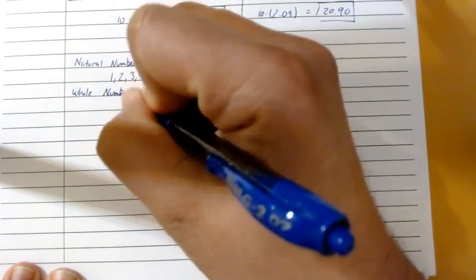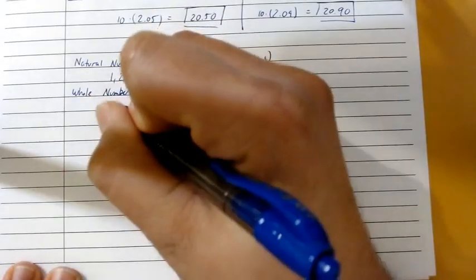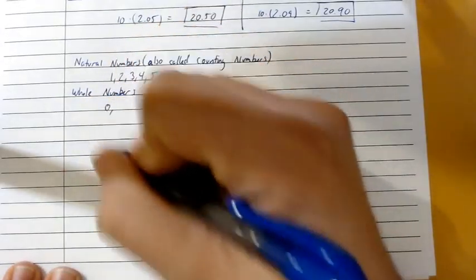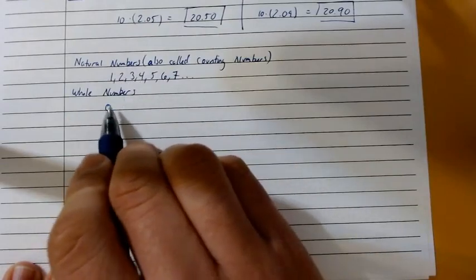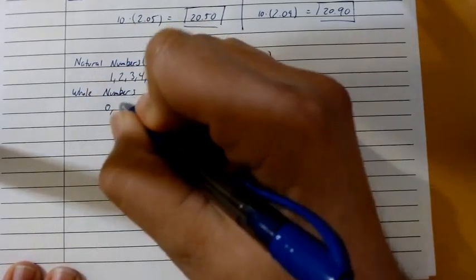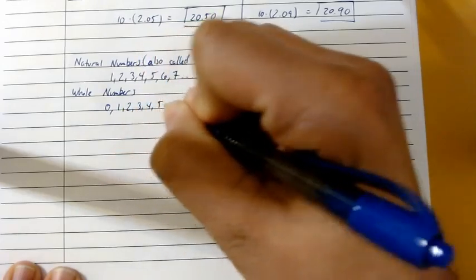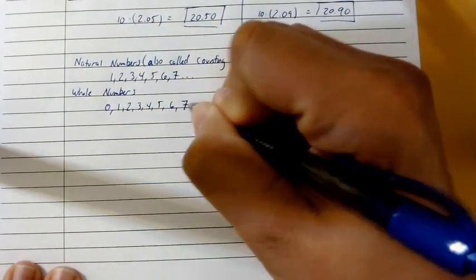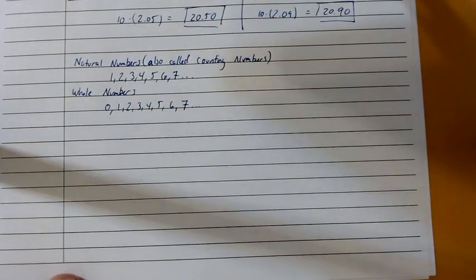So that brings us to what are called the whole numbers. The whole numbers are the natural numbers and the number 0. The number 0 is not considered a natural number. It is the next stage, which brings us to the whole numbers. There is no end to the whole numbers, but there is a beginning.